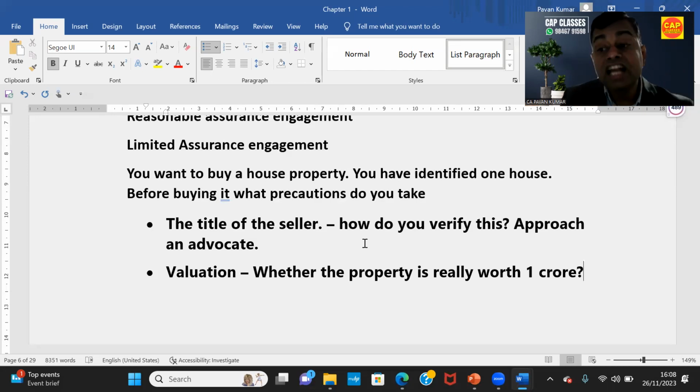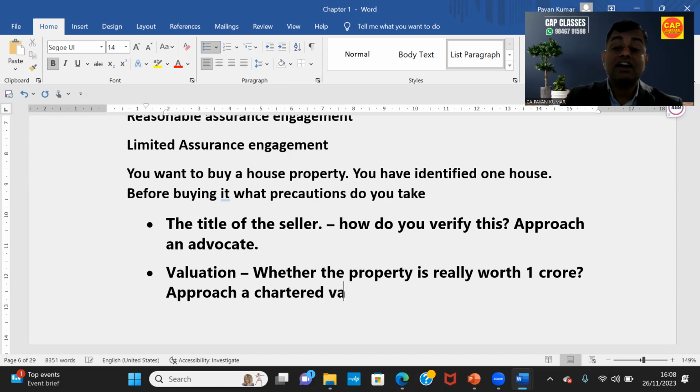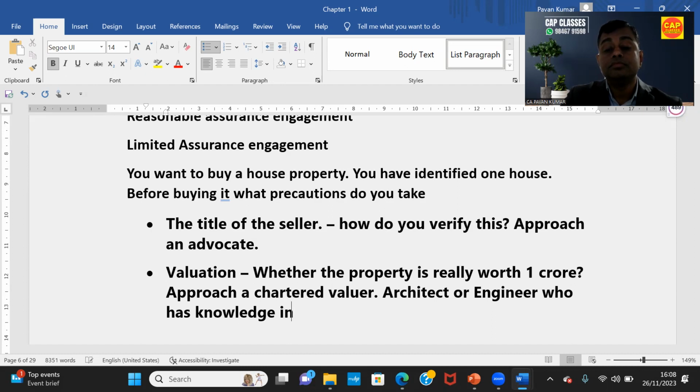So, how will you value the asset? Probably approach a chartered valuer, like an engineer, architect, who has knowledge in this. So probably that person will come, verify what is the plinth area, how many square yards, how many square feet, then the built up area, how many square feet of built up area, how many floors.